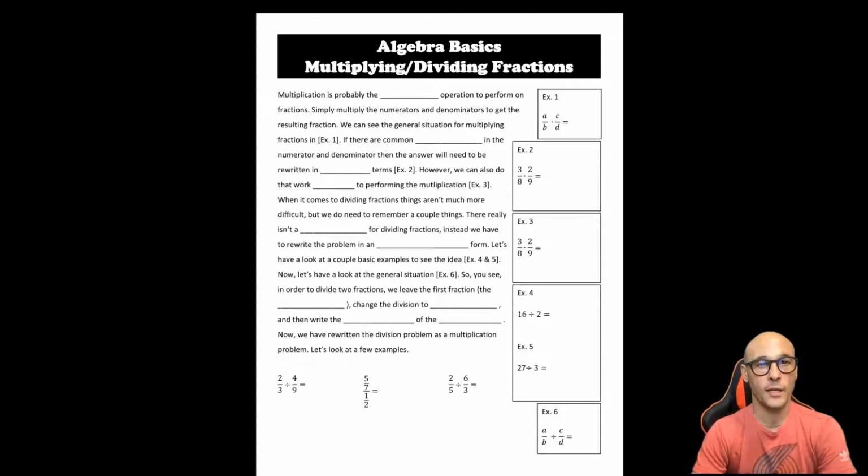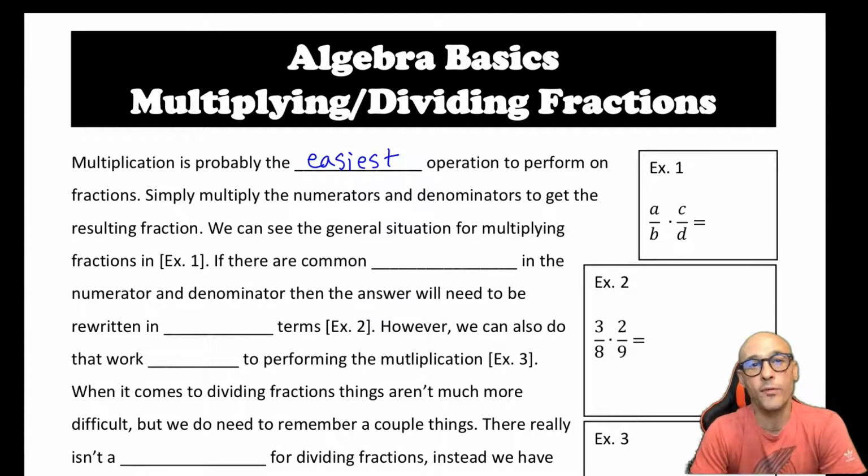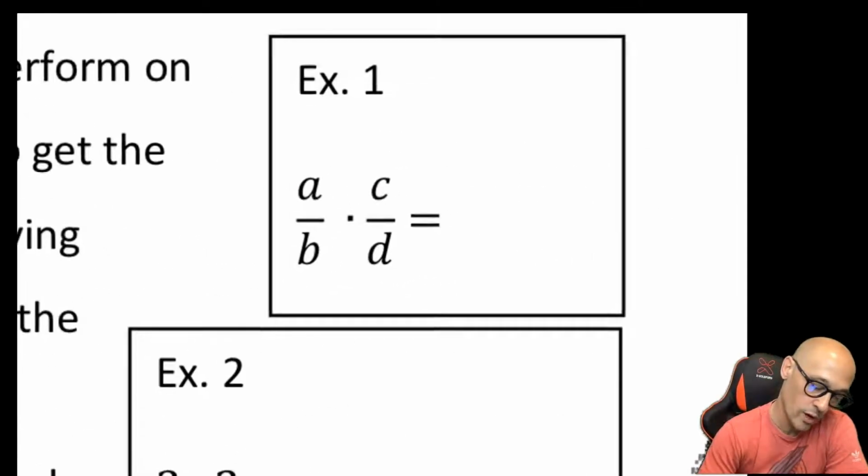Multiplying and dividing fractions. Multiplication is probably the easiest operation to perform on fractions. Simply multiply the numerators and denominators to get the resulting fraction. We can see the general situation for multiplying fractions in example 1.